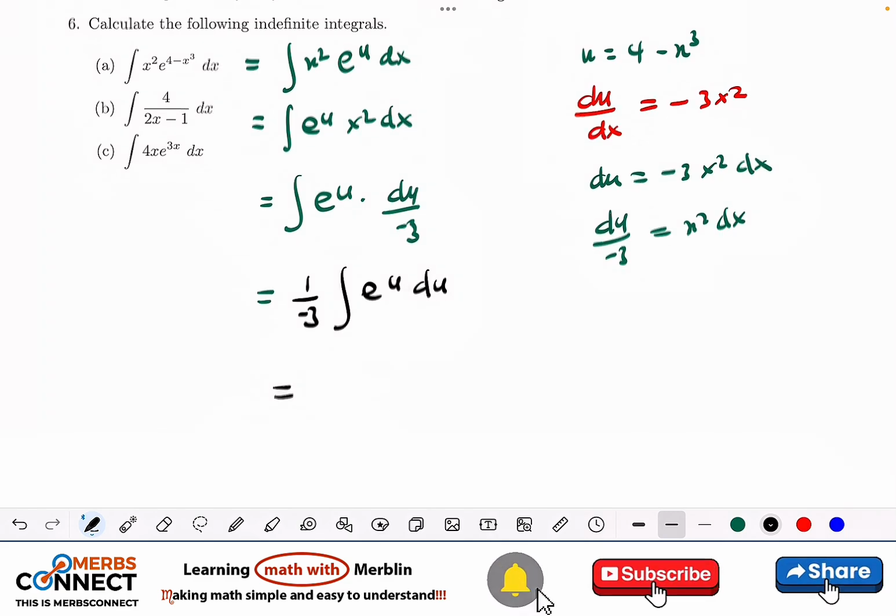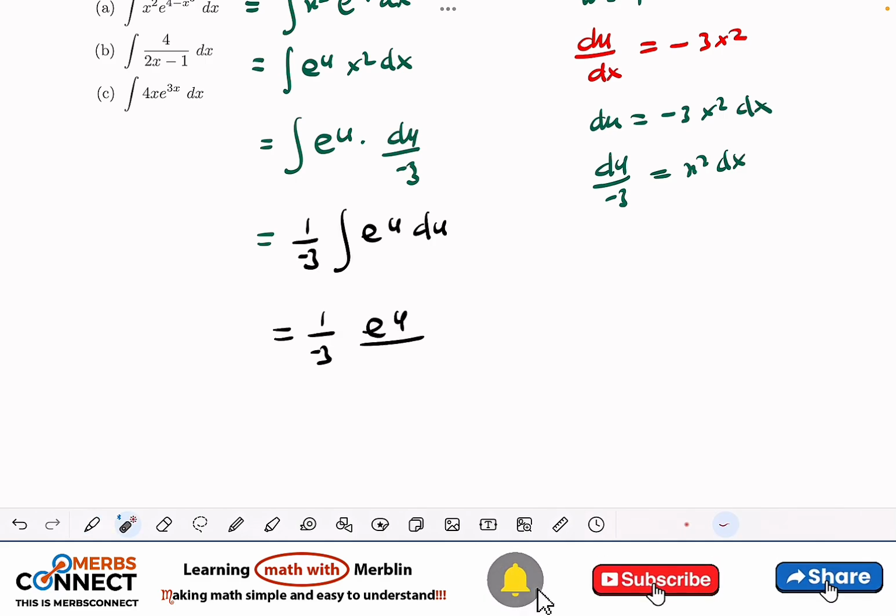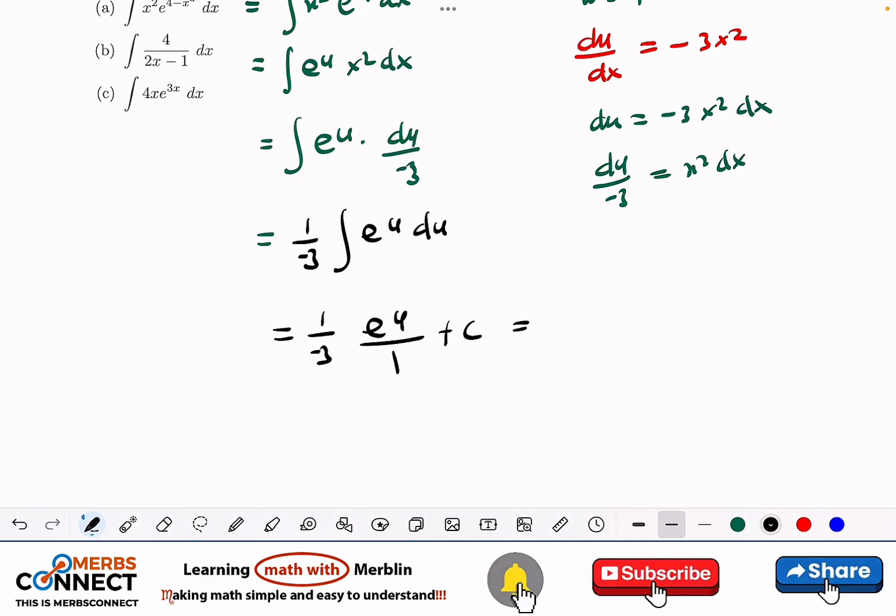Now we said how to integrate an exponential function: maintain the function divided by the derivative of the top. So when I differentiate u with respect to u, I'll get 1. So plus c, don't forget. This is minus 1 over 3 e to the u plus c.